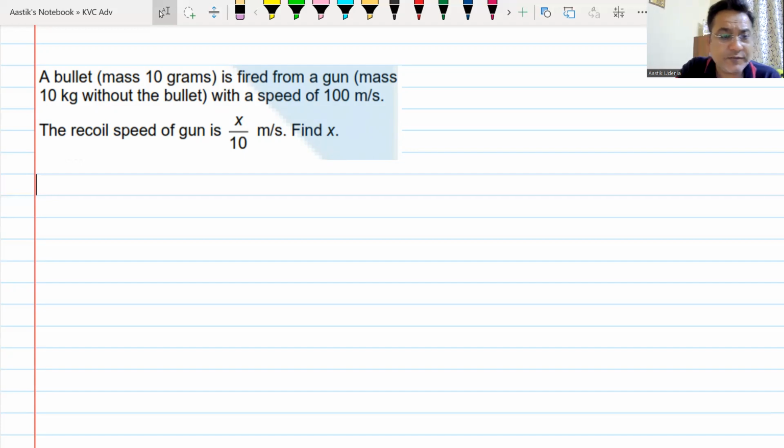1, sir. X is equal to 0.1.00. 1.00 mv. Initial momentum is 0. Final momentum has to be 0. m1 v1 equal to m2 v2. We all understand this? Yes or no? Yes. You can see questions are pretty simple.